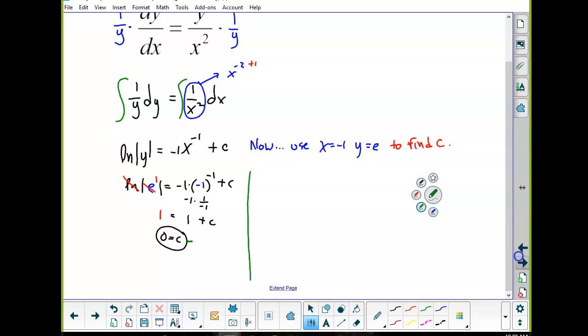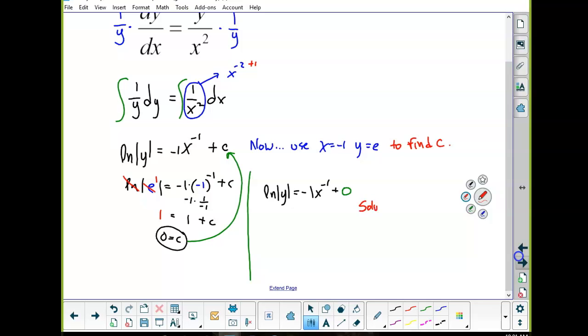Well, now that we found c, we go right back to the spot where c was first found or discovered. And we're going to plug in c. In this case, it's 0, so you don't need to write that. And then, once you plug it in, our very last step is to solve for y.